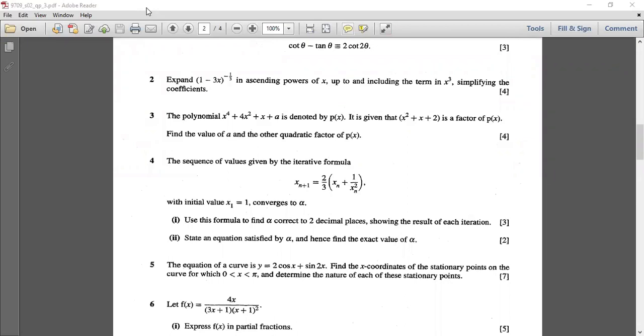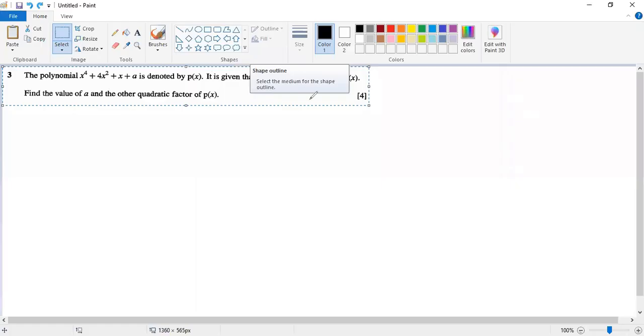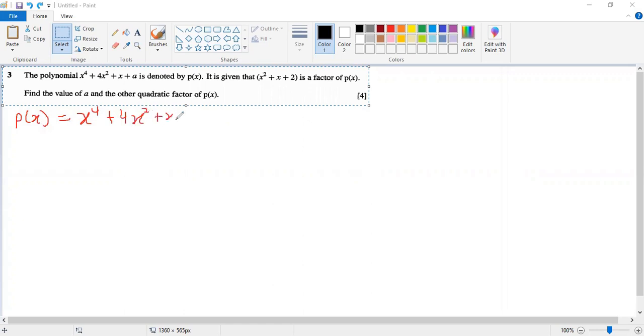Okay, let's begin with question number 3. So let's move to question number 3 on the whiteboard and we shall begin. So the polynomial x to the power 4 plus 4x squared plus x plus a is denoted by p(x), a standard notation for polynomials.